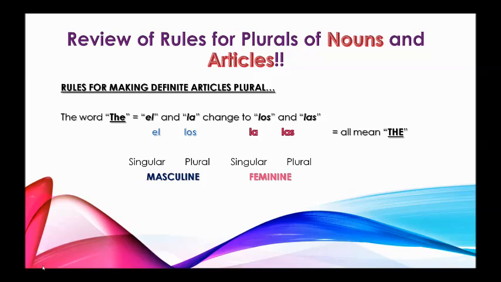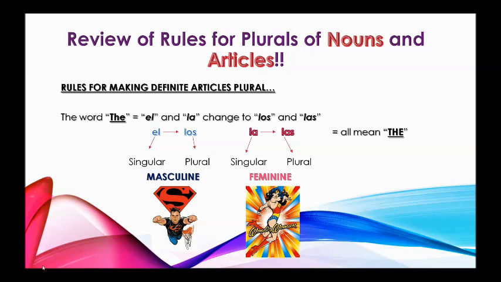So the singular articles are el and la, and they're going to change to los and las. So el is changing to los, la is changing to las, and all of them mean the. El is singular and los is plural. And same thing here, la is singular, las is plural. Also, el and los are masculine. You're only going to use them with masculine nouns. And la and las are feminine, and you only use them with feminine nouns.